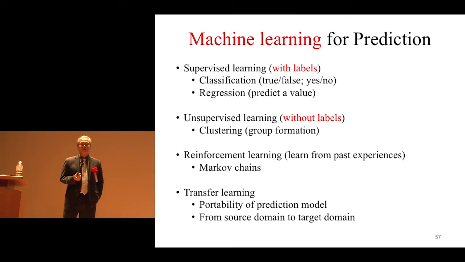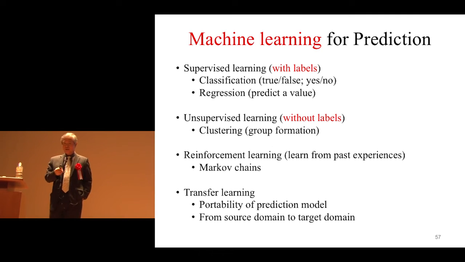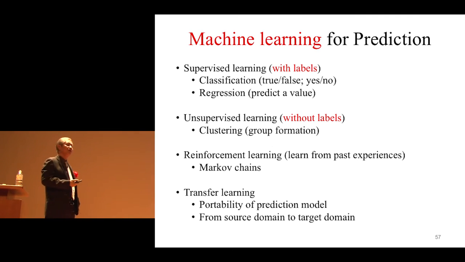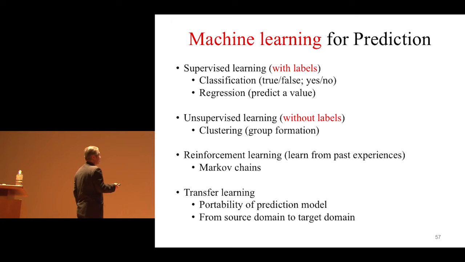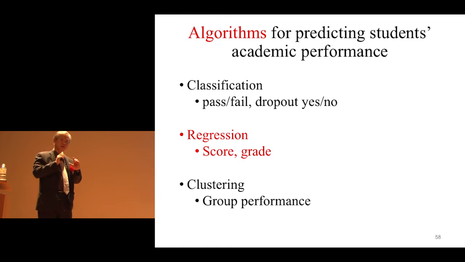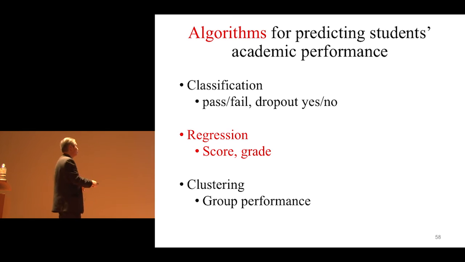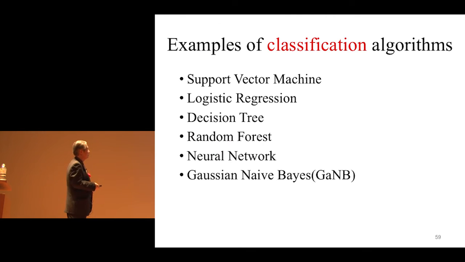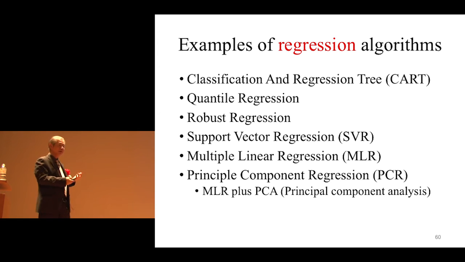We use machine learning. Before, in lots of research, we just utilized machine learning for prediction. For classification, if we just want a discrete outcome, like pass or fail, yes or no, then we can use classification. But for continuous scores or grades, we have to use regression. Here are some examples of classification and some regression examples.